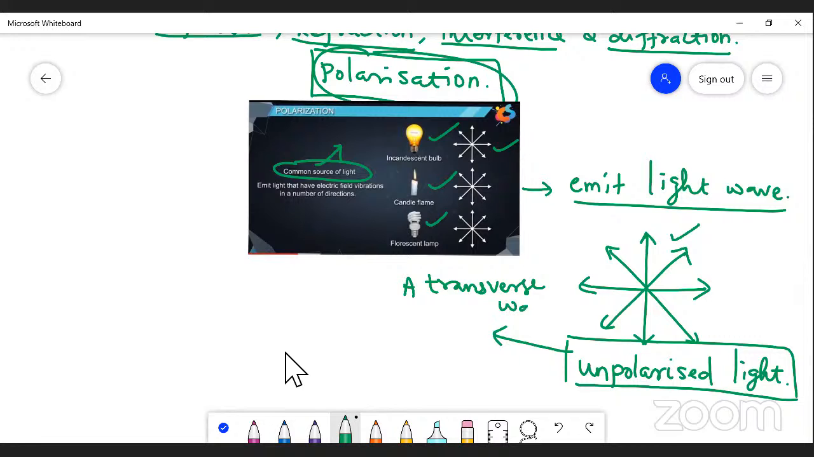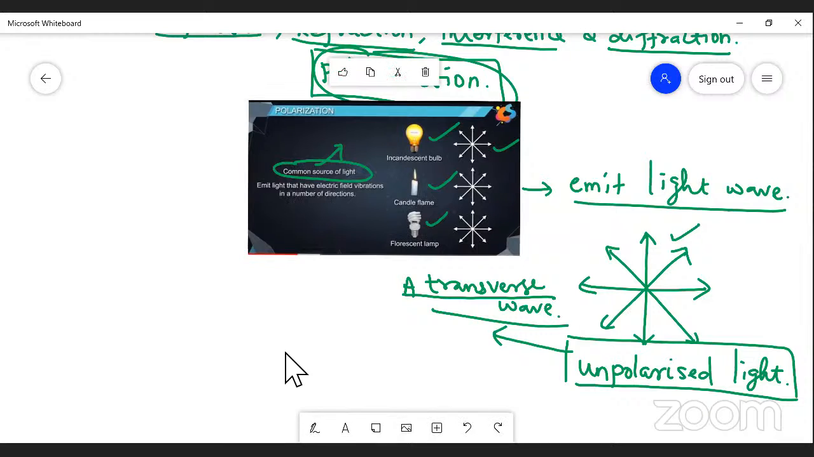Transverse wave. It consists of vibrations in all directions in a plane. Listen. Unpolarized light is nothing but a transverse wave. It consists of vibrations in all possible directions in a plane which is perpendicular to the direction of propagation of a wave.